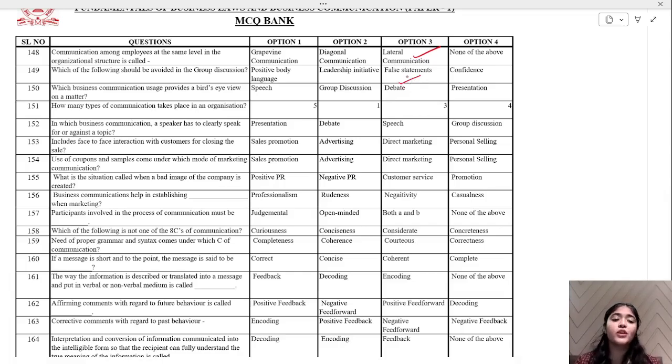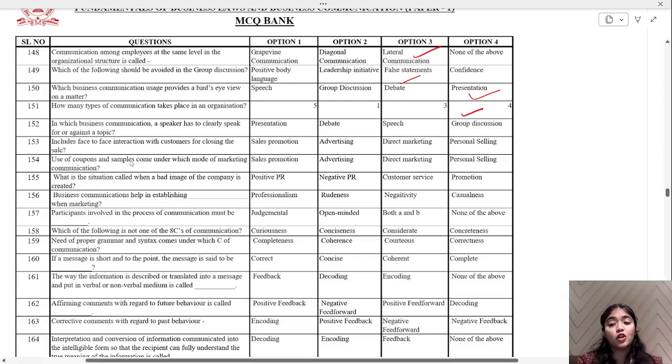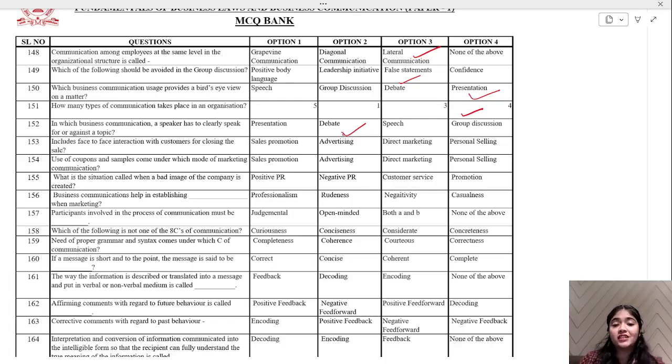Next, which business communication uses provides a bird's eye view? Presentation will give you a bird's eye view. How many types of communication take place in an organization? There are 4 types of communication. Okay. In which business communication a speaker has to clearly speak for or against a topic? This is what you have learned in school also. Debate competitions. Debate includes face-to-face interaction with customers for closing the sale. You are directly doing it, so what it is called as personal selling.